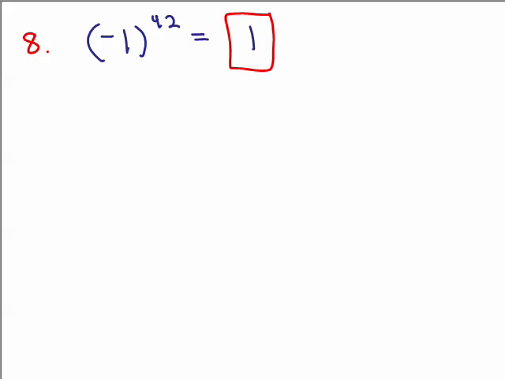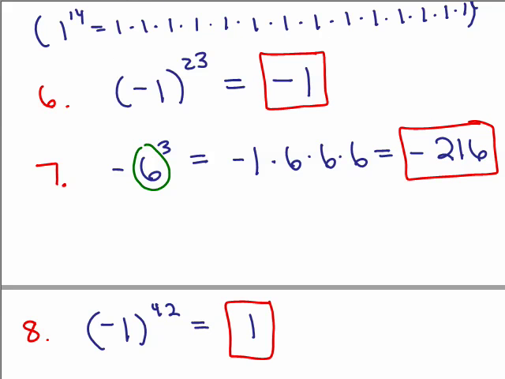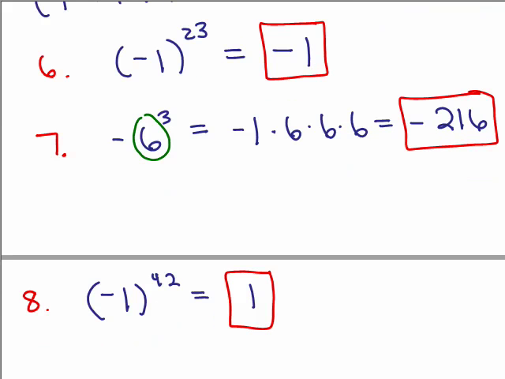All right, let's just look at the difference between number 8 and number 6. For number 6, we had a negative 1 in the parentheses just like number 8, but we had to the 23rd power for number 6, so it was an odd number of negative signs. That's why the answer was negative 1. When we have an even number of negative signs, the answer is going to be positive 1.